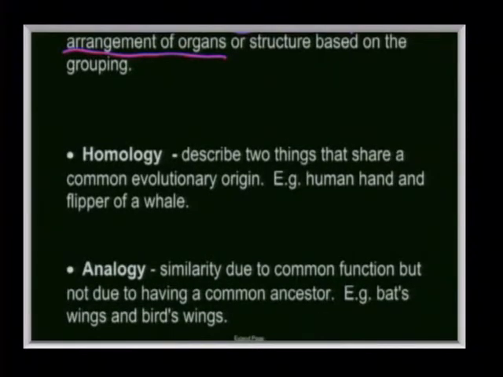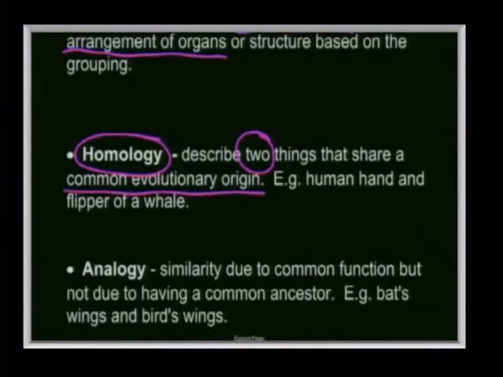The next term is homology. Looking at this, we see it's two structures or two things that share a common evolutionary origin. A common evolutionary origin. And remember, previously I had just mentioned to you that we're going to look at homologous structures as evidence for evolution. So when we talk about the human hand and the flipper of the whale, and we look at some examples later, you can see that it basically comes from a common ancestor.